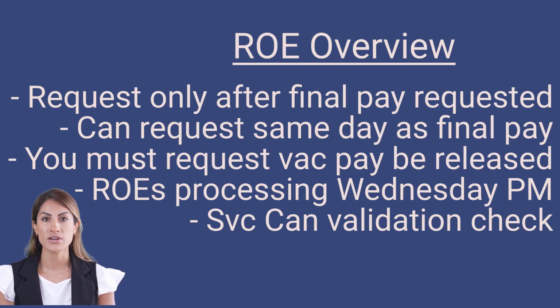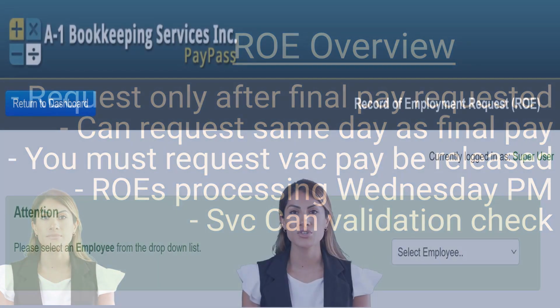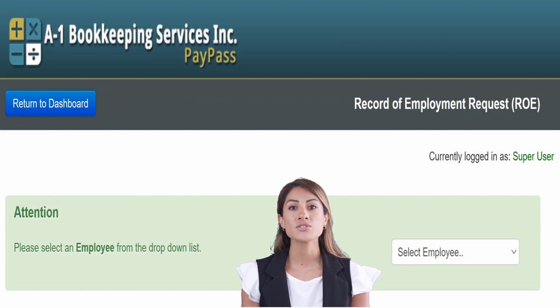Now let's get into the record of employment request form itself. To request an ROE, you must do so using the PayPass portal. You can locate the link on our firm's website, either on the homepage or under the Client Zone tab. When logging in, use the email address that we have for you and your PayPass password.